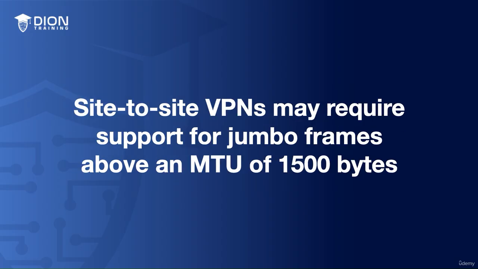So if you're going to be using a site-to-site VPN, you may need to allow jumbo frames, or frames that are bigger than 1500 bytes, inside of your network to be able to access this type of tunneling mode. This way, it'll be able to properly support these packets that are larger than 1500 bytes.